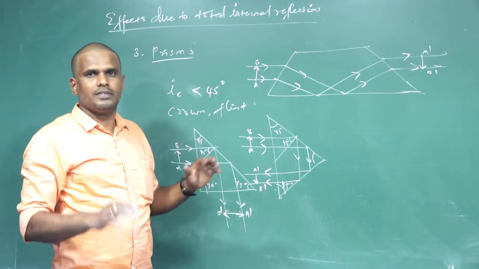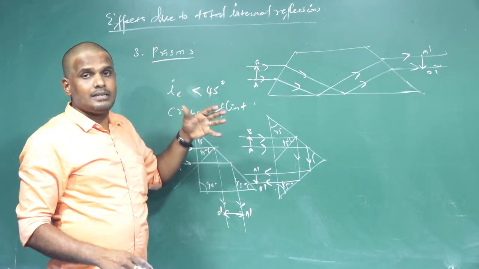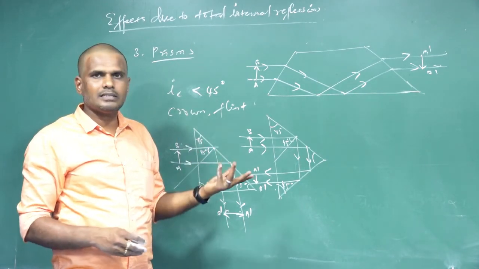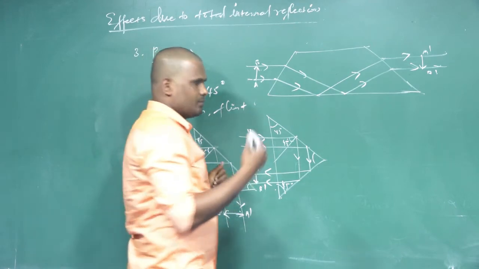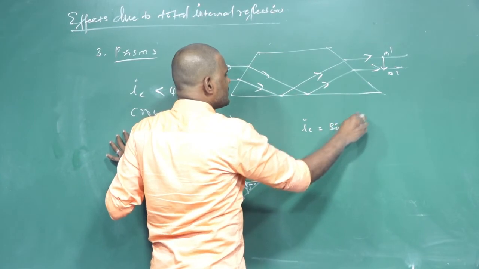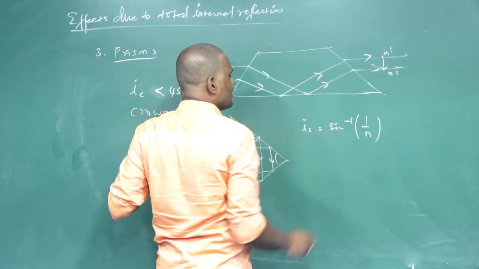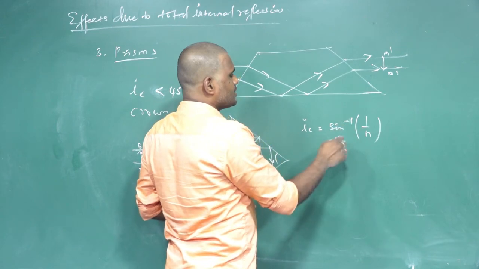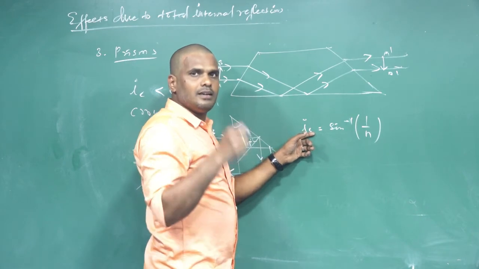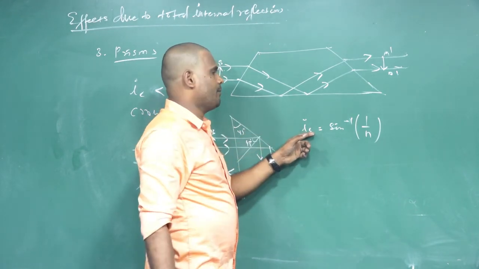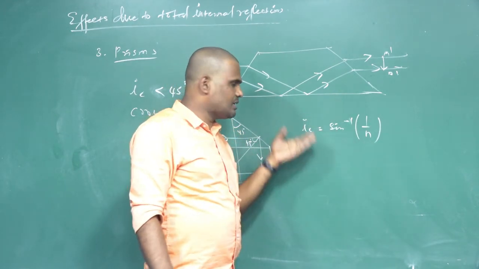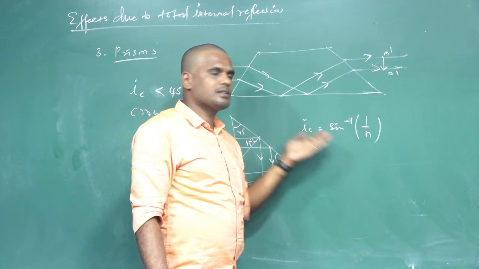If this is known, if this is clear, then understanding the effects of this total internal reflection is also much clearer. What is the relation connecting critical angle and the refractive index of the medium? You can simply say i_c equals sine inverse of 1 by n, where n is the refractive index of the denser medium. i_c is the corresponding critical angle in the denser medium. Critical angle and the refractive index vary inversely. Greater the refractive index, lesser is the critical angle. Lesser the refractive index, greater the critical angle.